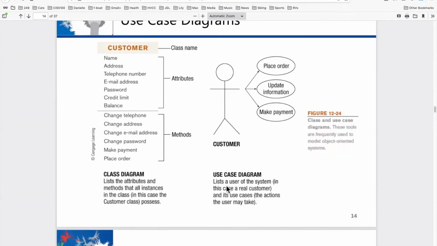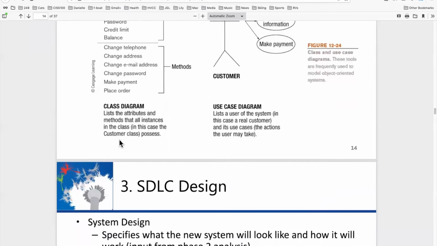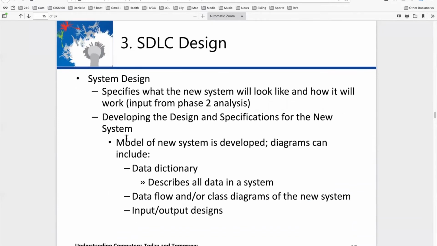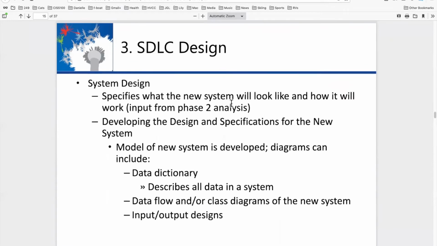The use case diagram, again, lists what a user in the system can do, but essentially that's the methods, the public methods. And I'll get into public versus private methods, for those of you who are in programming logic, just next week. Okay, so we've done the planning, the problem analysis, and then we're moving into the design phase, specifying what the new system will look like. And this will lead us into rapid application development, but also, as I mentioned yesterday, joint application development.